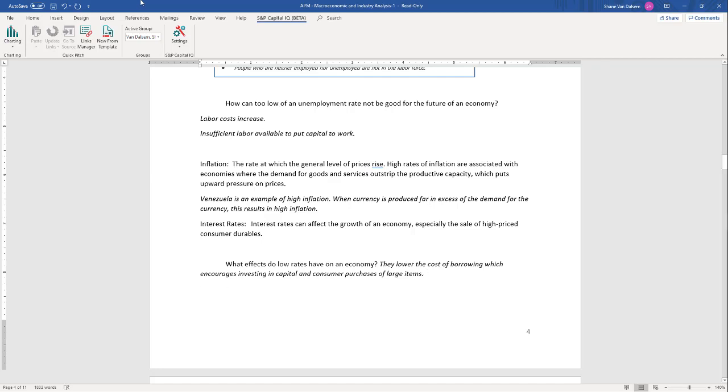On the other side, the downside is that this also results in lower returns for people who are invested in safe investments.